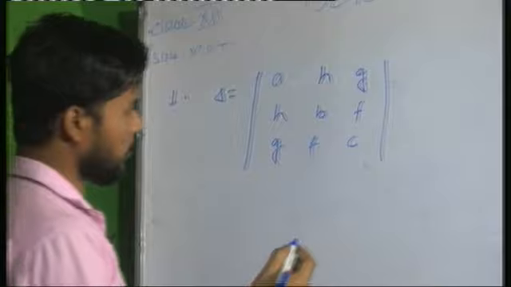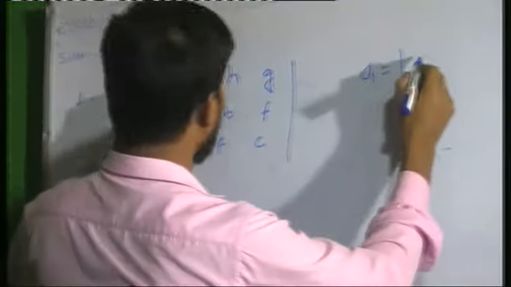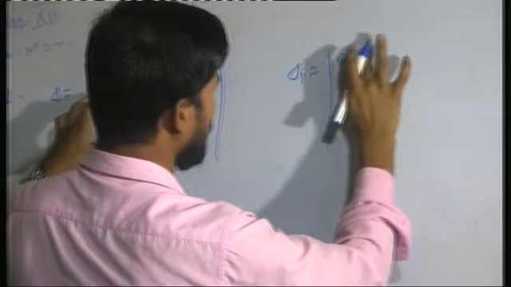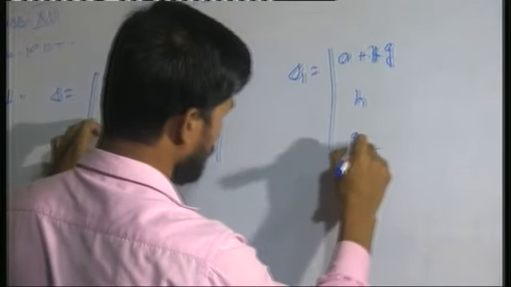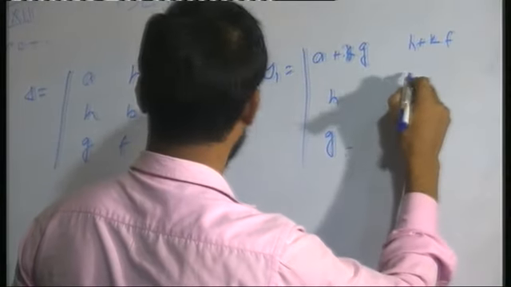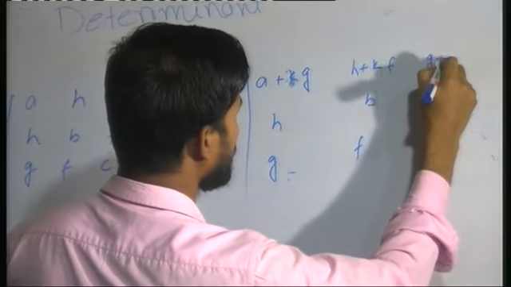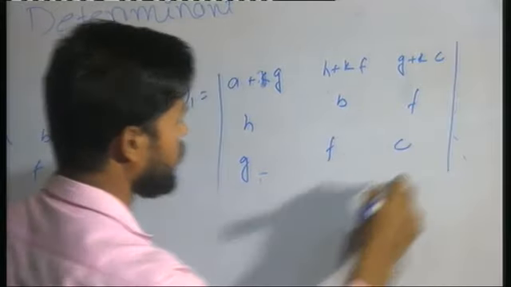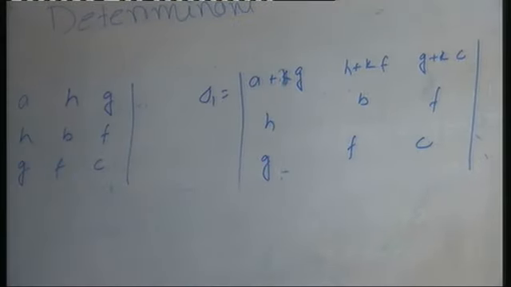Now if I take another determinant such that the first element is a plus lambda, suppose a plus k into g, h plus k into f, and g plus k into c, so the first column becomes a plus kg, h plus kf, g plus kc. Okay, so the value of this determinant and the value of the original determinant will be the same.